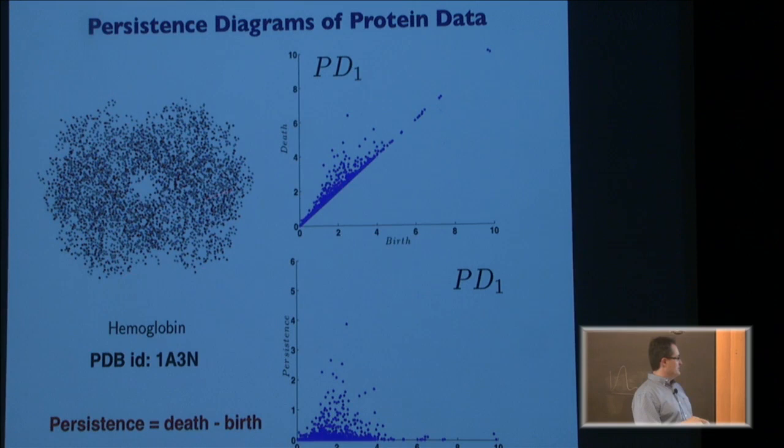Just one example, if you take this hemoglobin for this PDB ID, this is just a plot of the points, the atoms with a very small radius just for us to see. And then if you compute the persistence diagram, here's the persistence diagram in dimension 1. So we're measuring holes, loops, tunnels in this structure. There is a slightly big hole here. We see this point over here, right? So this is the diagram.